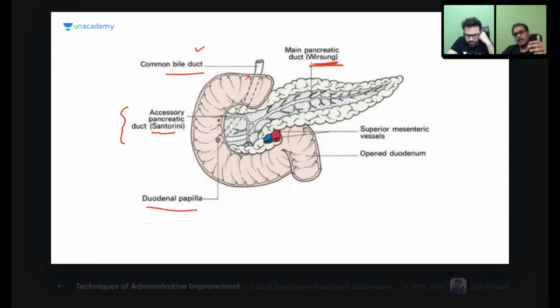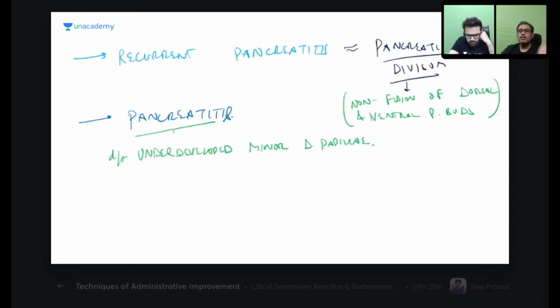Now, let's take a case of a normal pancreatitis. Pancreatitis is nothing but, itis, inflammation of the gland. Here it is written. So you can see at the top, recurrent pancreatitis due to pancreas divisum, one of the causes, non-fusion of both the ducts. I hope you got this point. It is an important point. Second point written alongside is pancreatitis.